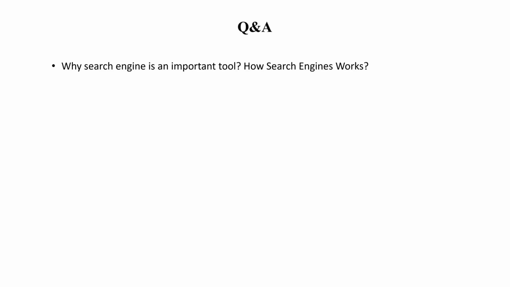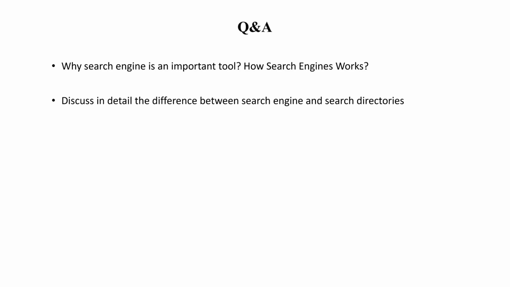There are a few broad questions that can also be answered by consulting this particular session. First, why is a search engine an important tool? Because a search engine is a tool that gives you search results from the vast information available on the web. How does a search engine work? We have already explained: it first crawls, then indexes, then displays the result. Discuss in detail the difference between search engines and search directories. We have explained this topic in detail by showing you live slides.